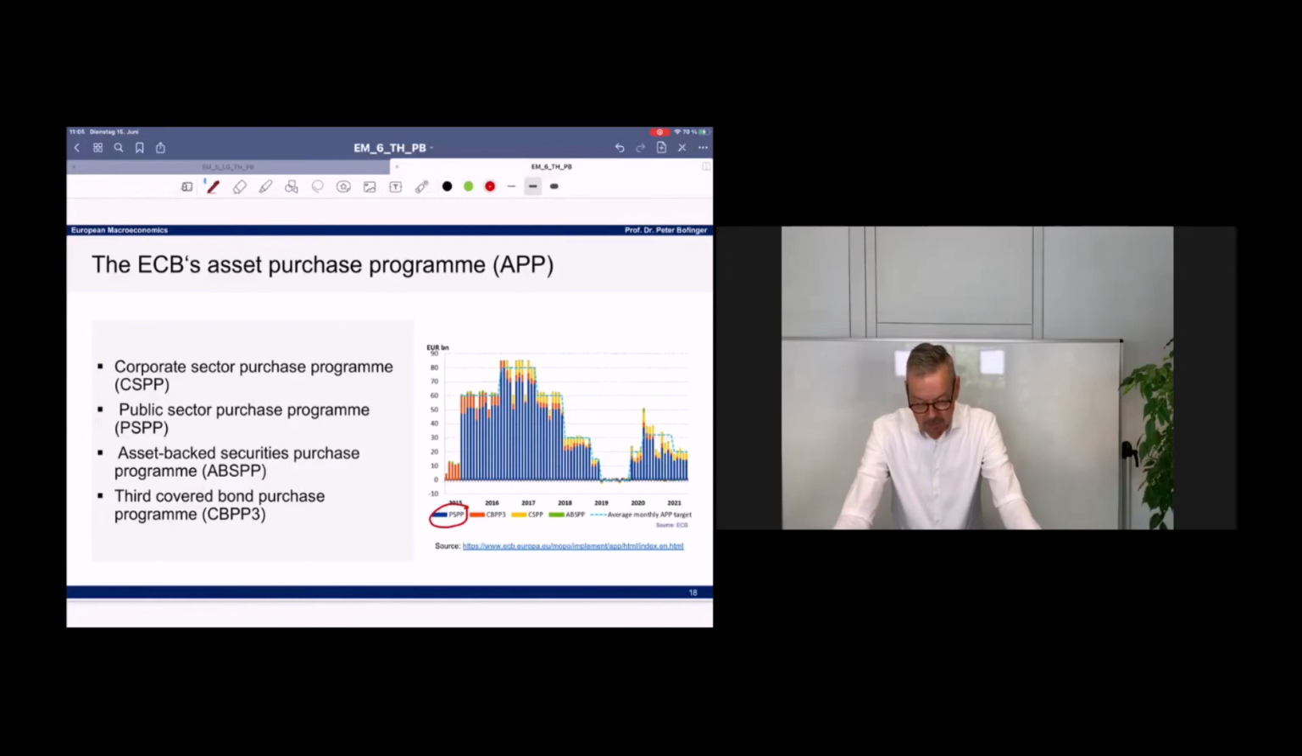And I think the second important element is the corporate sector purchase program, the yellow ones, where the ECB purchased corporate bonds. It's not so clear whether this is really a good idea, because if the ECB purchases corporate bonds, of course, then it becomes a competitor with commercial banks, because the commercial banks are also lending to corporates. And so it interferes somehow with the business of commercial banks. But anyhow, the ECB decided to purchase corporate bonds.